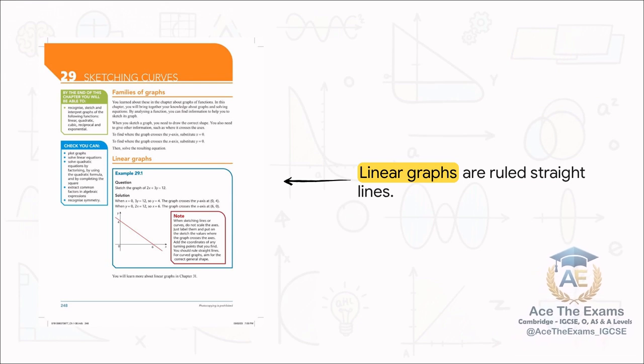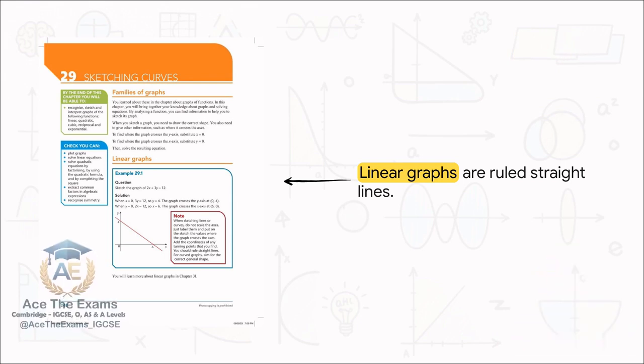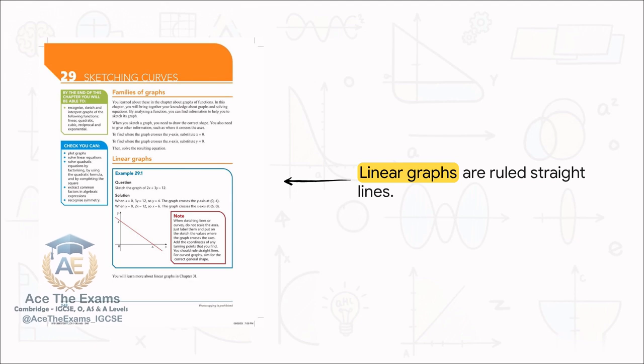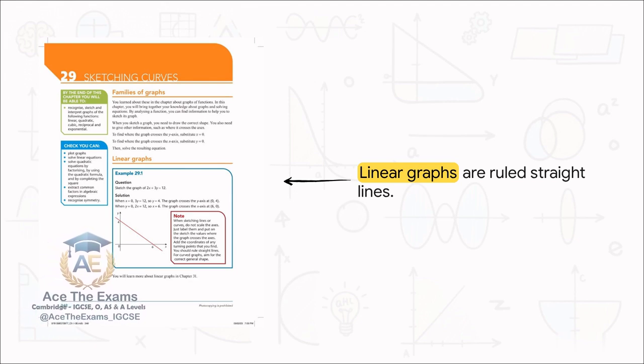The examiner sees the intercepts clearly labeled, sees the straight line, and boom, full marks awarded in under 30 seconds. You've just saved crucial time for the harder questions at the back of the paper.